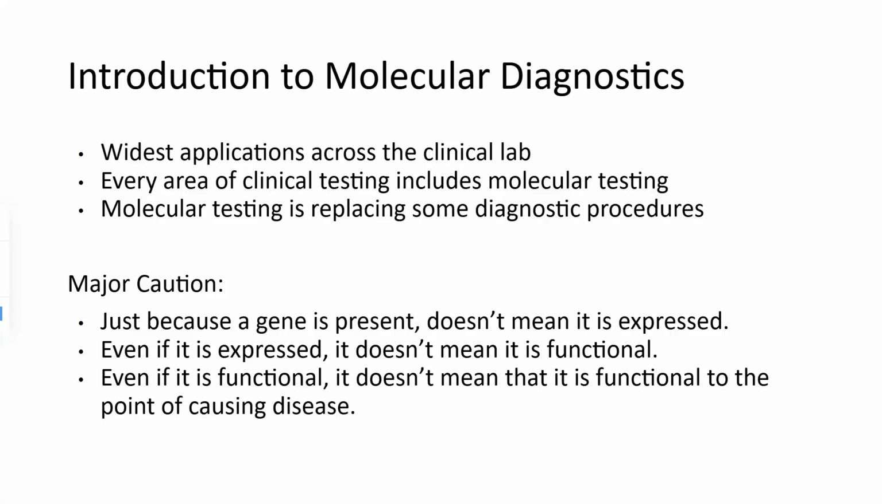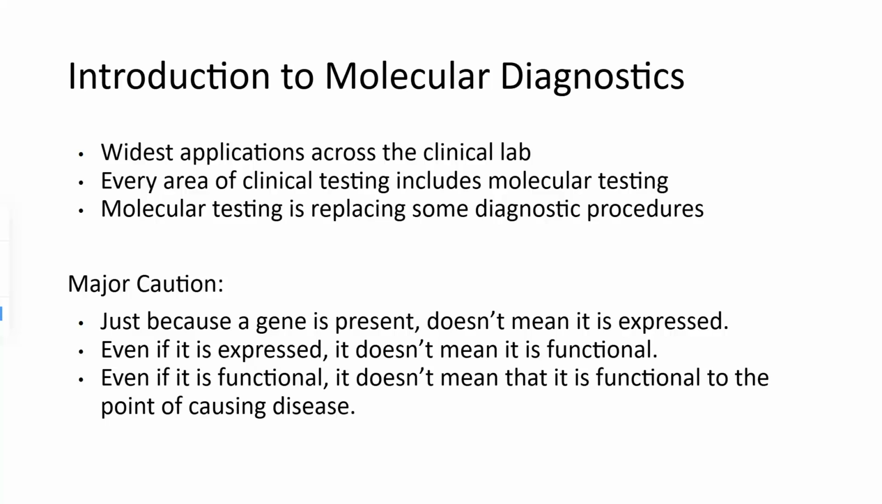So just because a gene is present doesn't mean that it's expressed. So when we're talking about evaluating a person for the presence of a gene that has the ability to cause cancer, like the breast cancer gene, BRCA, just because a person has that gene, it doesn't mean that the gene is going to be expressed, meaning that it doesn't mean that the gene is actually going to be transcribed and translated into a functional protein.